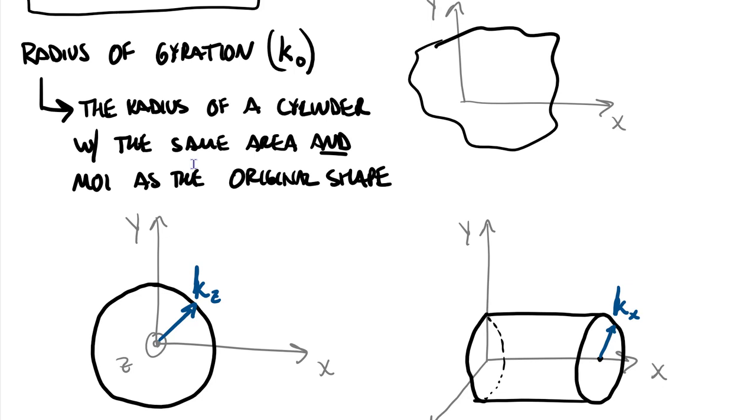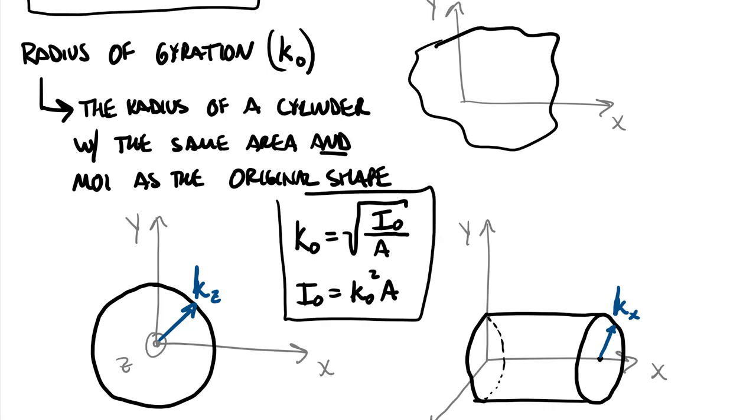Now, practically, that is equations. We could show that k naught is equal to the square root of my moment of inertia on the same axes I want to find my radius of gyration, divided by my area. And then if I want to rearrange that, I can compute my moment of inertia from my radius of gyration squared times my area. So these are the working equations related to the radius of gyration.